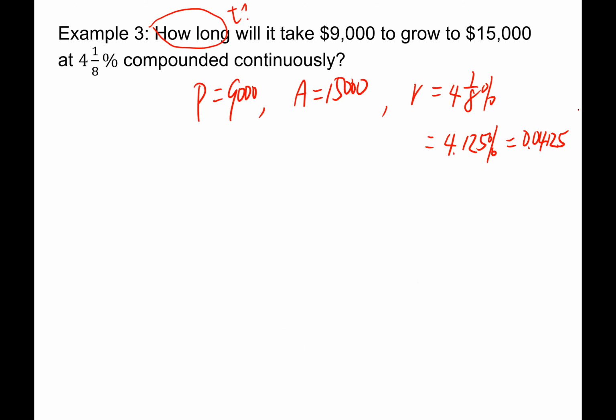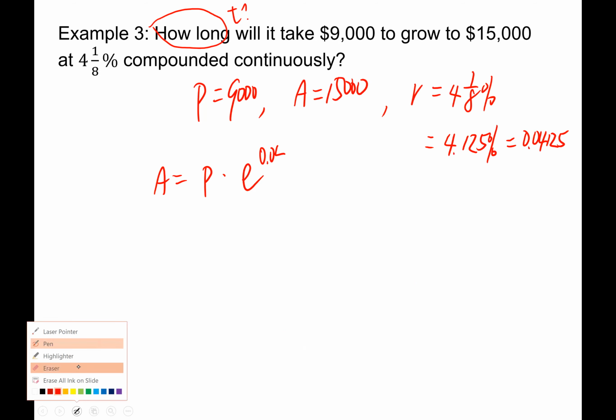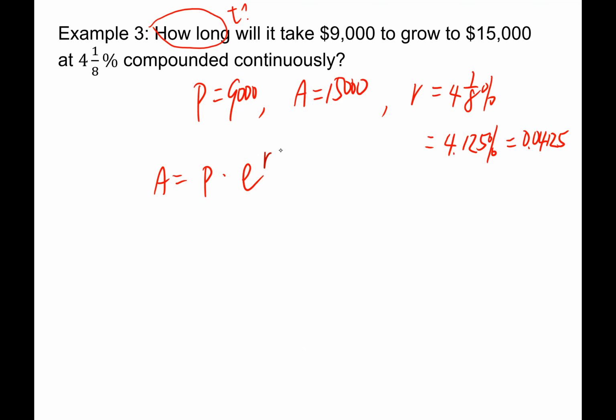Okay. Now we know 3 things. The only thing we don't know is time t. Let's solve for it. So A equals P times e to the rt. Let me just write out the formula first. Now, next step is just plug in the numbers. 15,000 equal to 9,000 times e to the 0.04125 times t, and we're solving for time t.